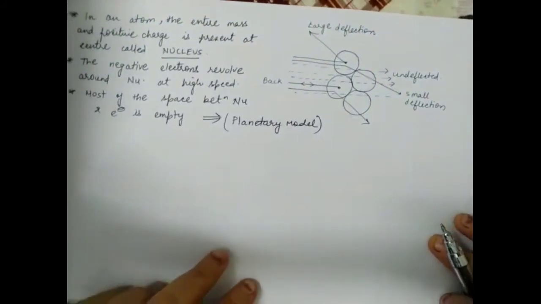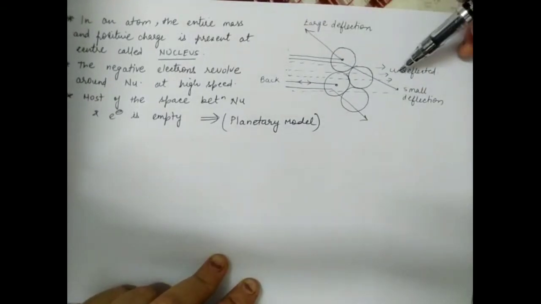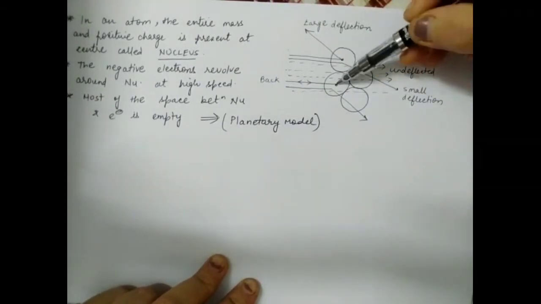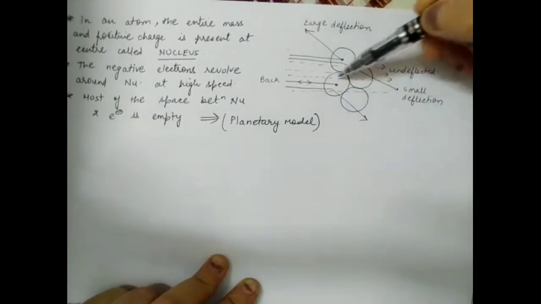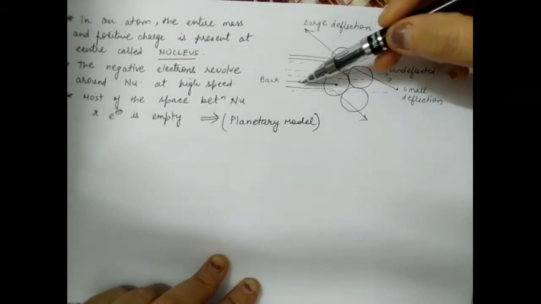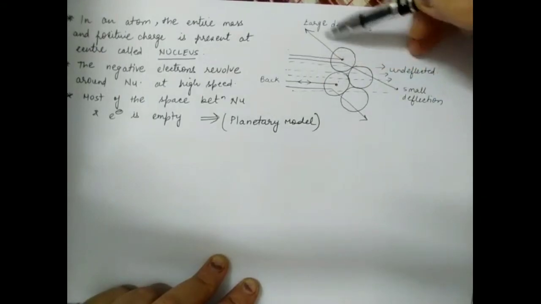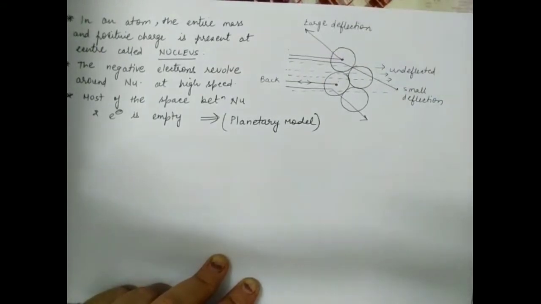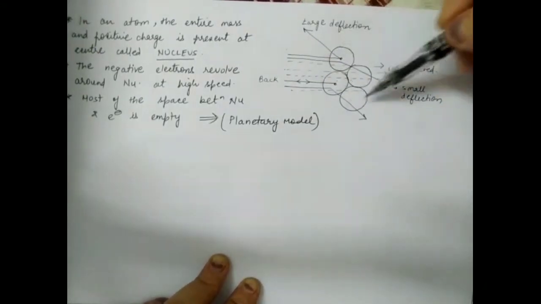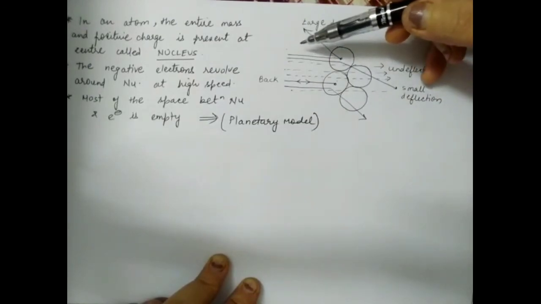Now see, this is how it happens. These are the undeflected particles. This is the nucleus. This is a head-on collision, so alpha particles which directly collide with this heavy nucleus are deflected back. These are deflections through large angles, and these are deflections through small angles. This is how the alpha particles were scattered.